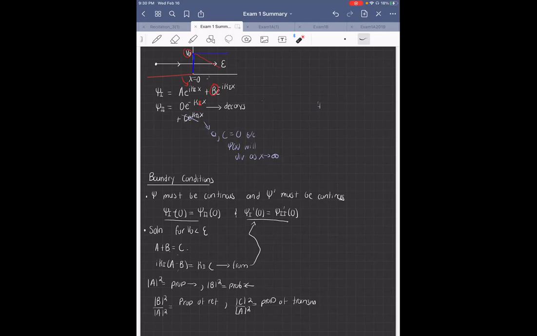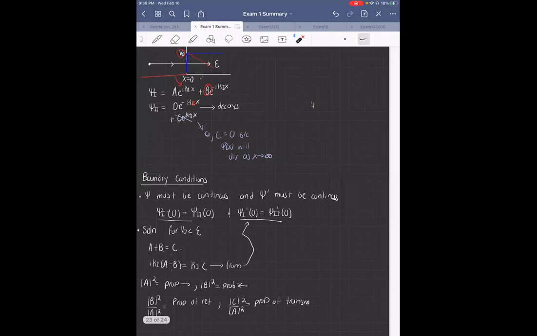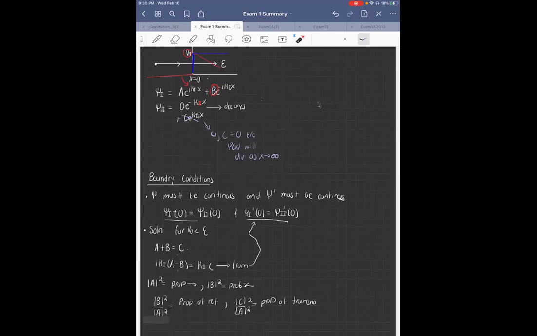And boundary conditions are important too. I'll show an example later on. Everybody okay with that? Yeah. Okay. Actually, hold up.